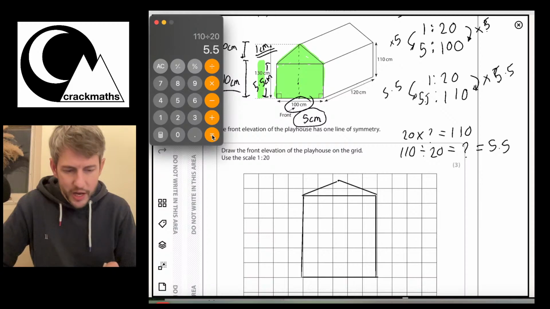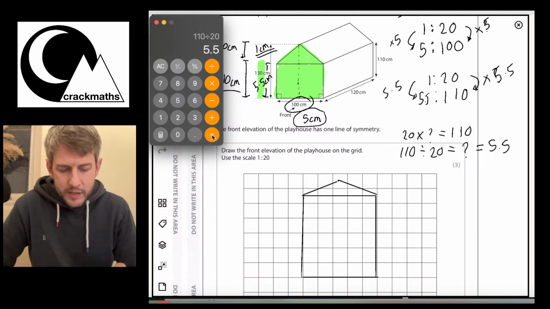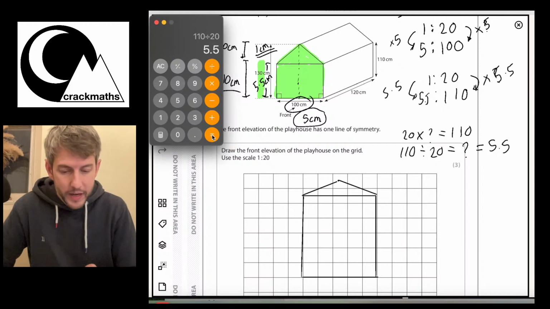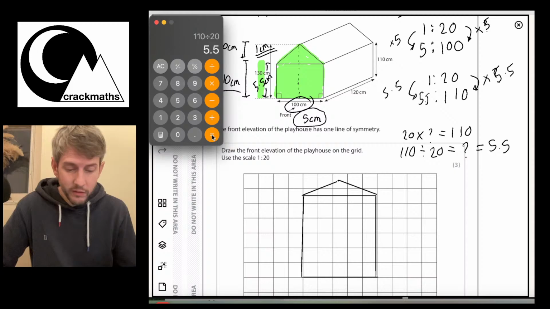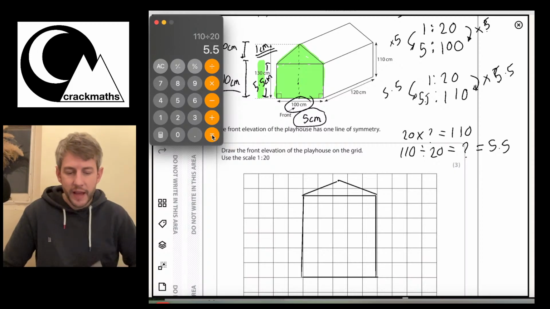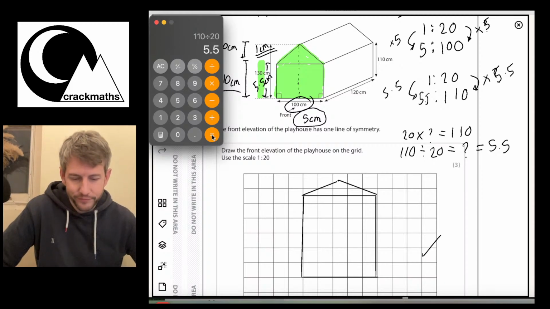But let's just double check. So 100 divided by 20 is 5. 110 divided by 20 is 5.5. 1, 2, 3, 4, 5. 5.5. Yeah. 20 divided by 20 is 1. Yeah. So there we go. We've got there the front elevation of the playhouse. So that is that done.